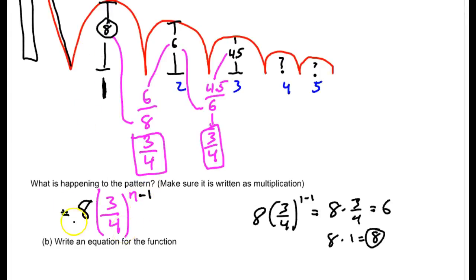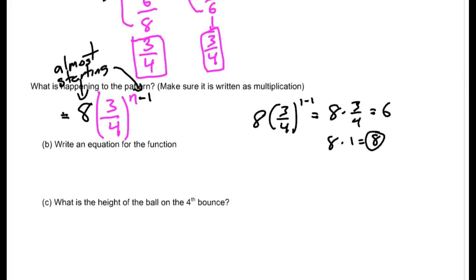So if they don't give us the starting value, that's the almost starting value. That's why I added on this -1. If they give us not the very beginning, but what happened after the first one, I put a -1 on there to adjust for that. We only have the value after the first bounce, not the very beginning. So a slight correction takes care of it all.